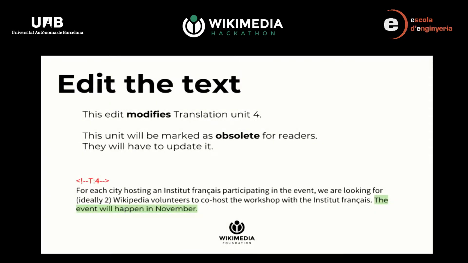The edit is going to modify translation unit 4 because I've added a new sentence inside of the paragraph. So when the translation admin marks the page for translation, that paragraph will be marked as obsolete for readers. And translators will have to update it. They will just have to take the original text and add the new translation for the last sentence in green.